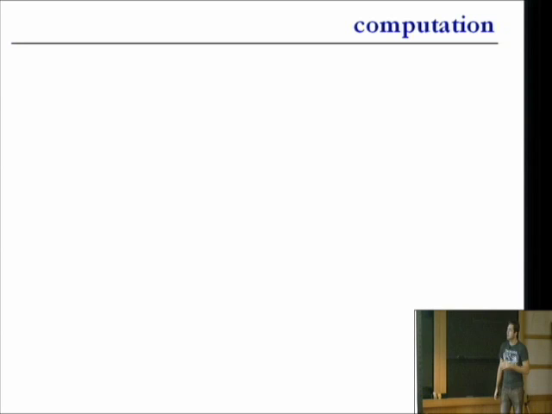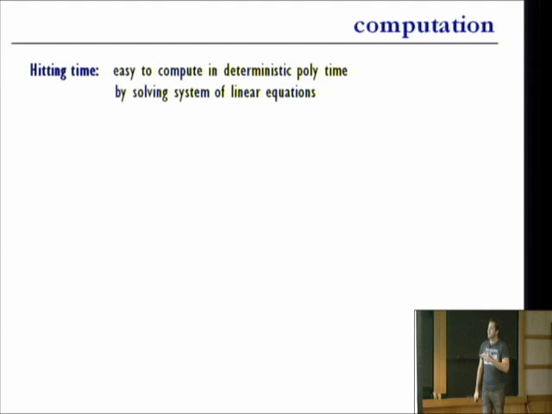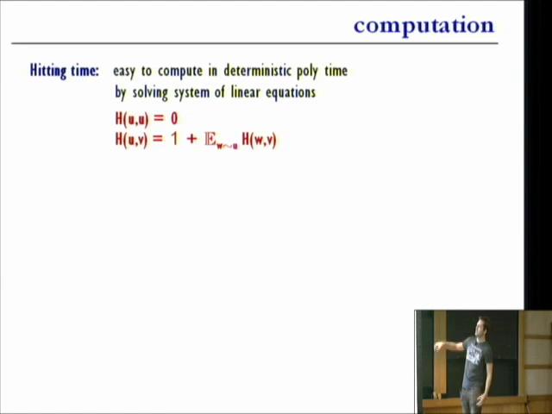So if you want to compute hitting time deterministically in polynomial time, it's very easy because you can just write down a system of linear equations. Right? The hitting time from a vertex to itself is just zero because they're already there. And then the hitting time from u to v is just, well, you take one step and then average over all the neighbors of u the hitting time from that vertex to v. And this gives you a system of linear equations in the hitting times that you can solve, so this allows you to compute, for instance, the hitting time exactly in deterministic polynomial time.